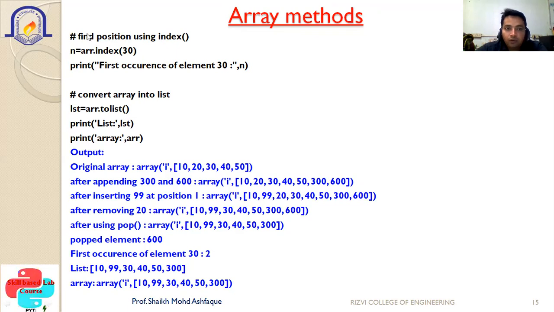Then if you want to find the position using the index of particular data, you can use the index method. n = ARR.index(30). Here it will give the index of the 30. So 30 is available at which position? 0, 1 and 2. So you can see that the output is the first occurrence of the element 30, it is available at index 2.